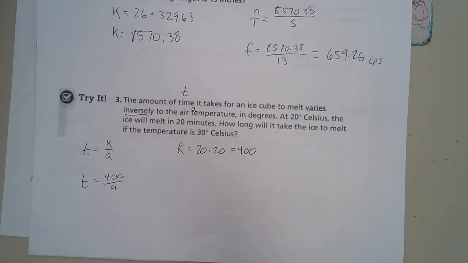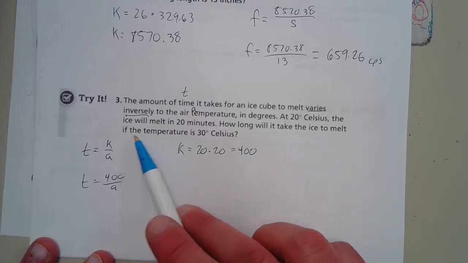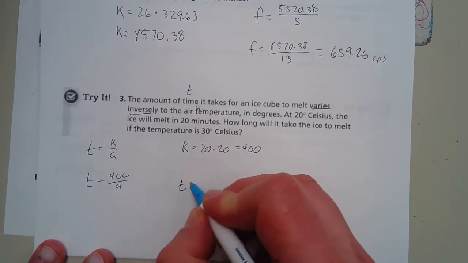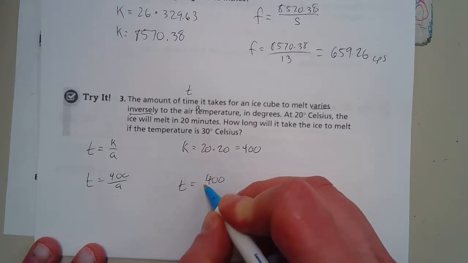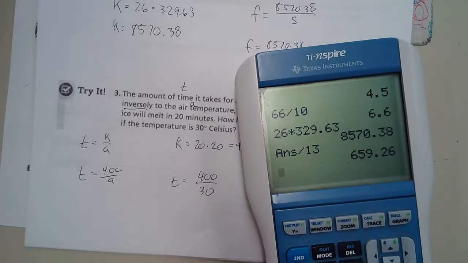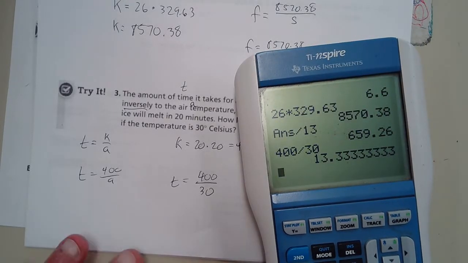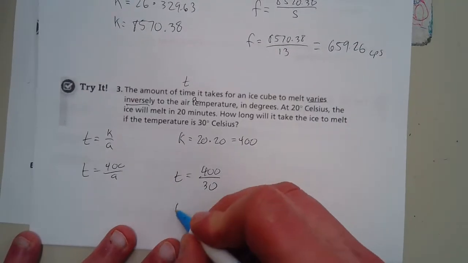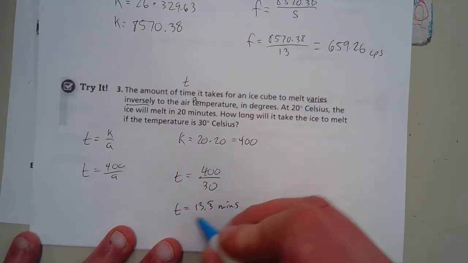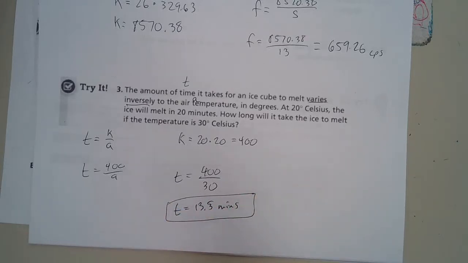All right, so what do they give me? They say, how long will it take for the ice to melt if it's 30 degrees Celsius? So the air temperature is going to be 30. So I'm going to go 400 divided by 30. And whatever that is, that's how many minutes it's going to take to melt. And 13.3 repeating, which makes sense. It's a hotter temperature. We should have a shorter time because that's how things work. So 13.3 repeating minutes is the melting time.